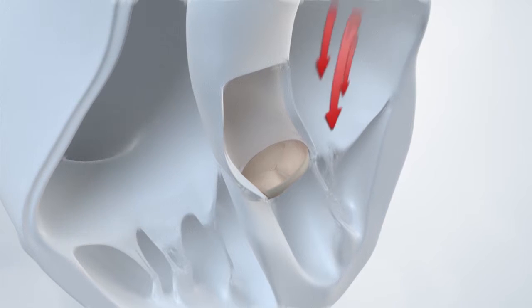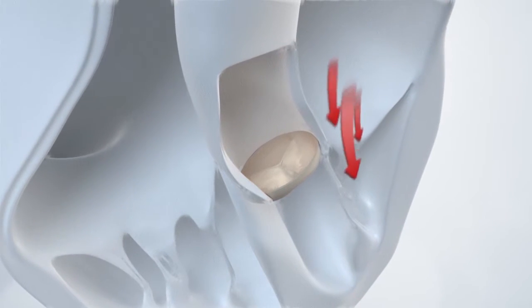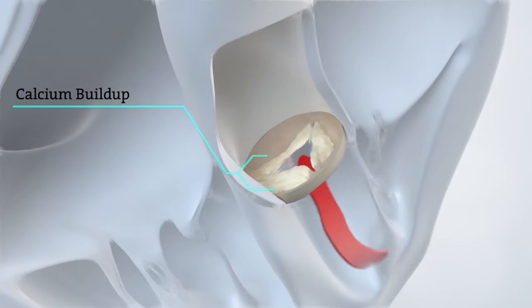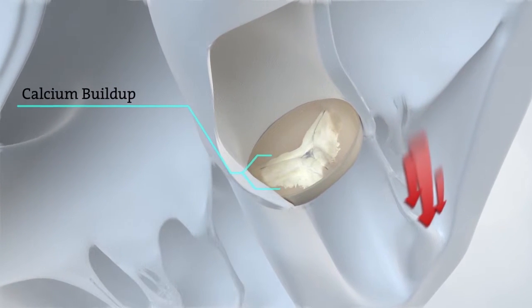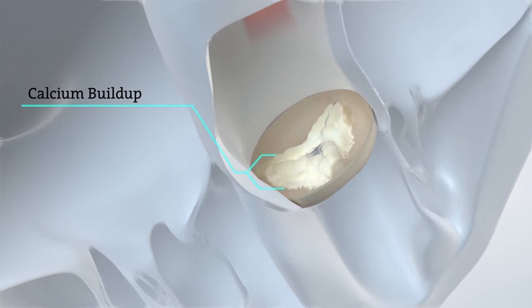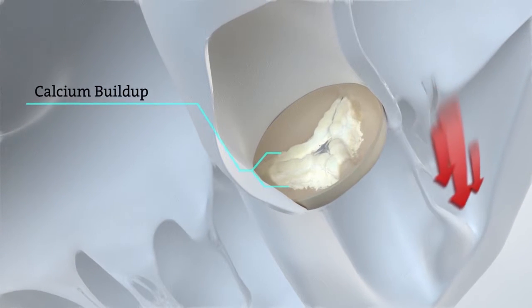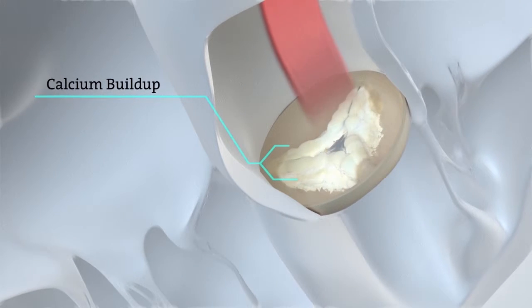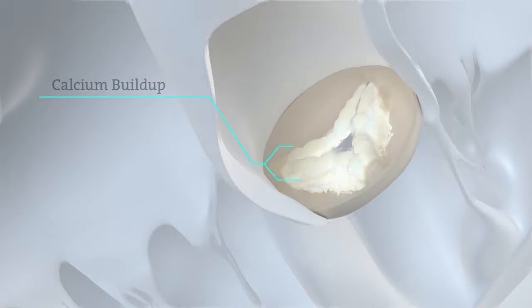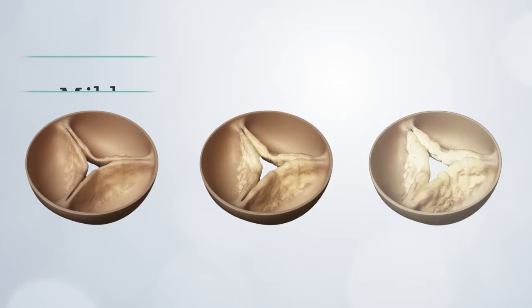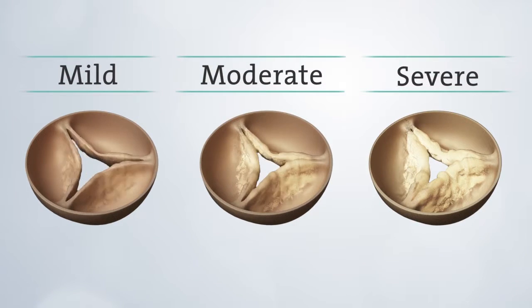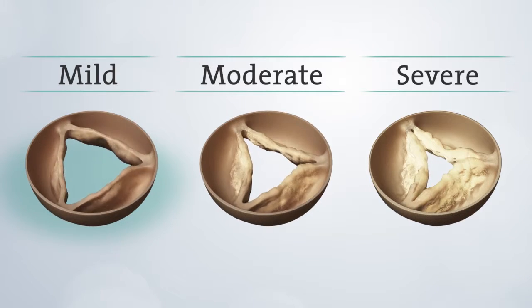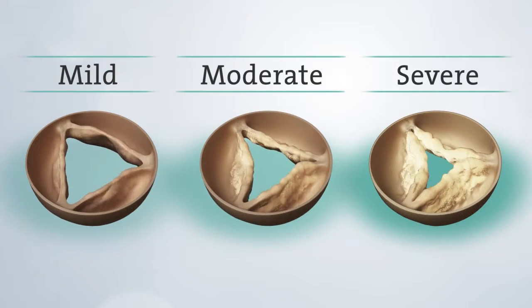It's important to know that if you have aortic stenosis, your aortic valve narrows due to calcium buildup. This prevents the valve from fully opening, which blocks blood flow from your heart to the rest of the body. As a result of the reduced blood flow, the body does not get the oxygen it needs, which can lead to symptoms. Aortic stenosis is a progressive disease, which means it gets worse over time. It's typically measured as mild, moderate, or severe.